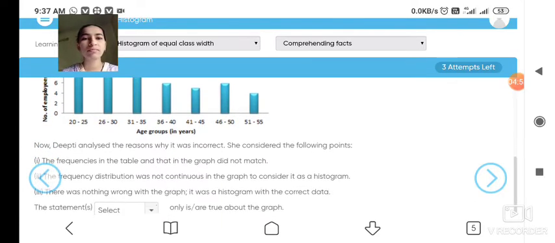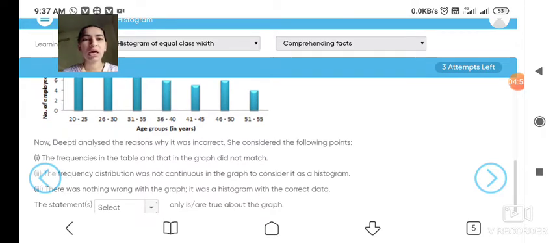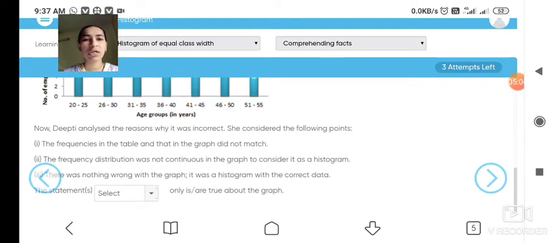Now Dipti analyzed the reason why it was incorrect. She considered the following points. The first is that the frequencies in the table and those in the graph did not match. Now that is not a match, she considered. The second is that the frequency distribution was not continuous in the graph.